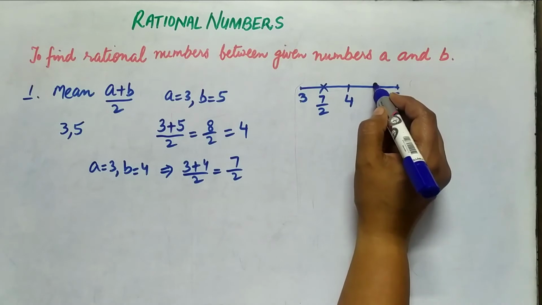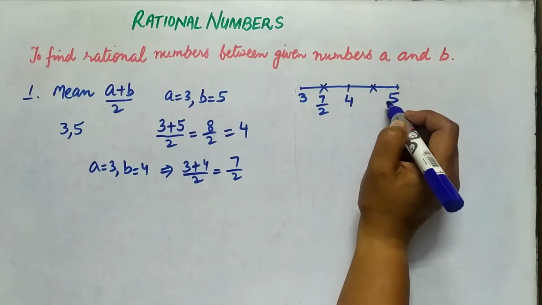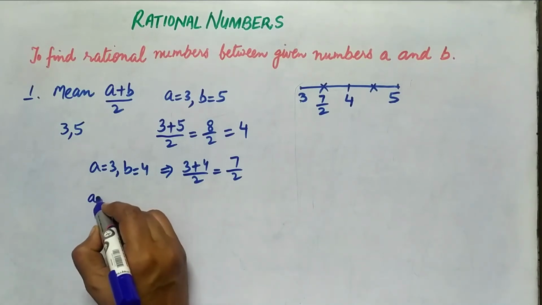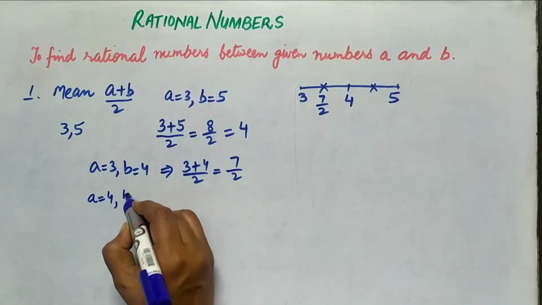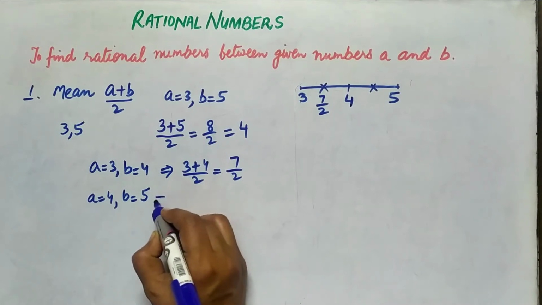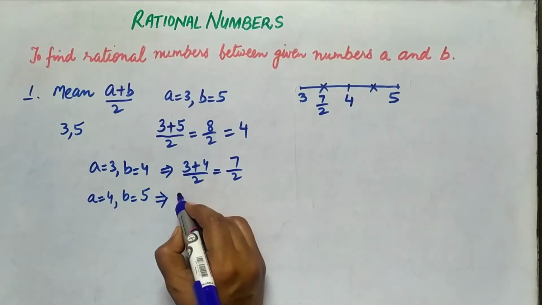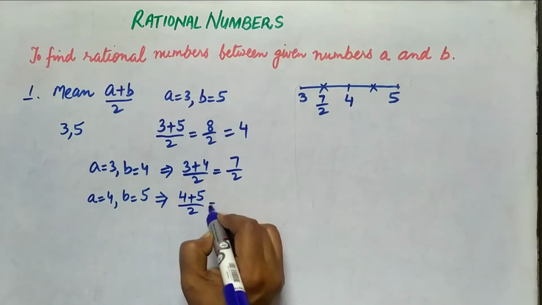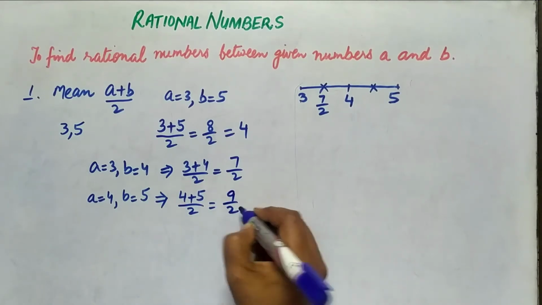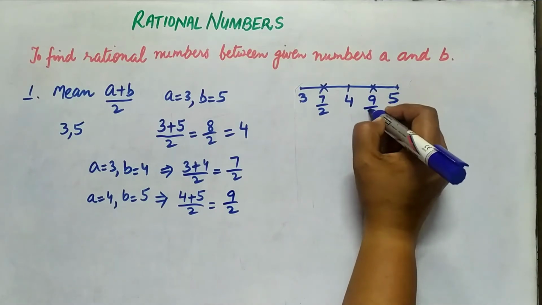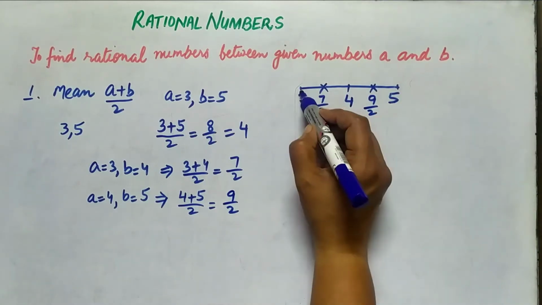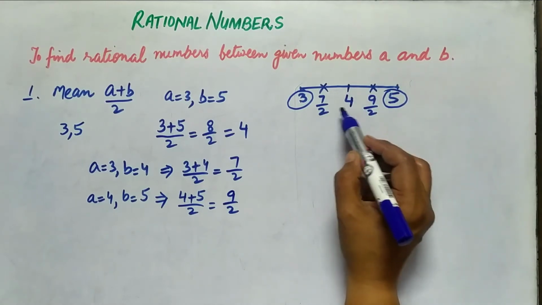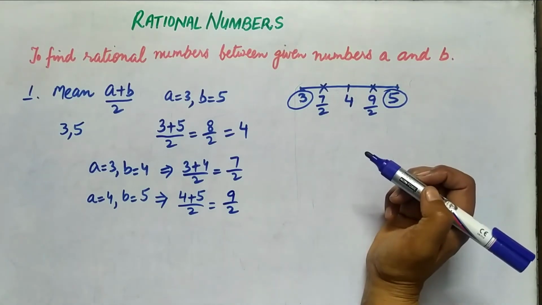Similarly, we will find a number here also that will lie between 4 and 5. So, for a as 4, b as 5, we have the mean, sum of 4 and 5 divided by 2. It is 9 by 2 here. So we have found between 3 and 5 three more rational numbers.